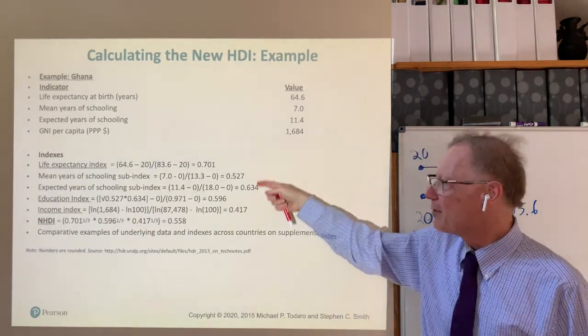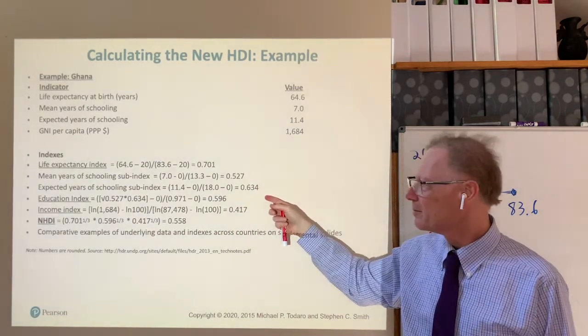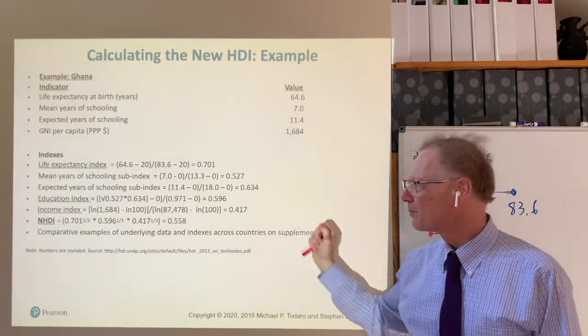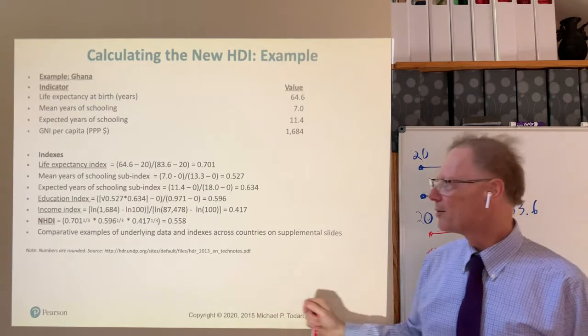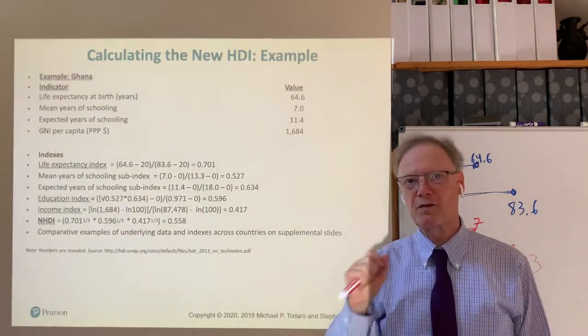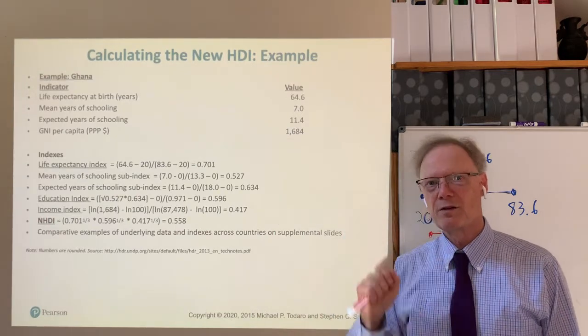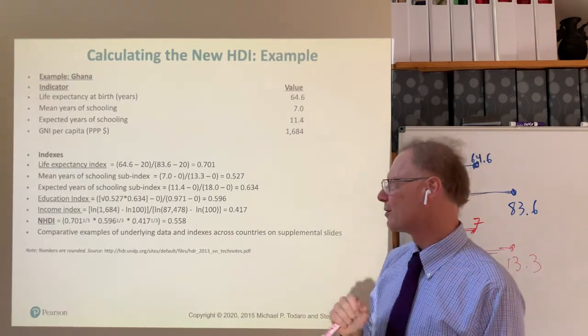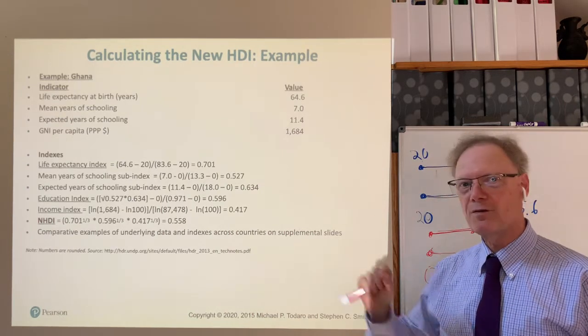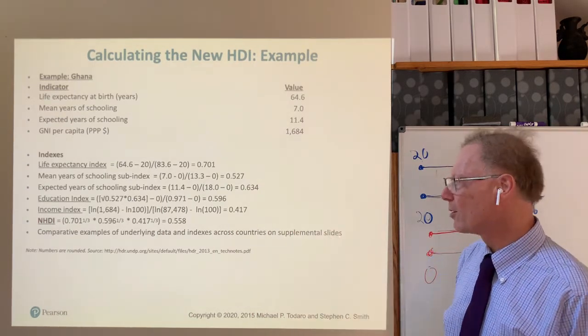So then they take these two parts, the schooling sub-index and the expected schooling, and using the geometric mean, they multiply those two indexes together, and they take the square root. Square root because there are two of these. And you get an index of 0.596. So overall, they're about 60% of the way to the goal.